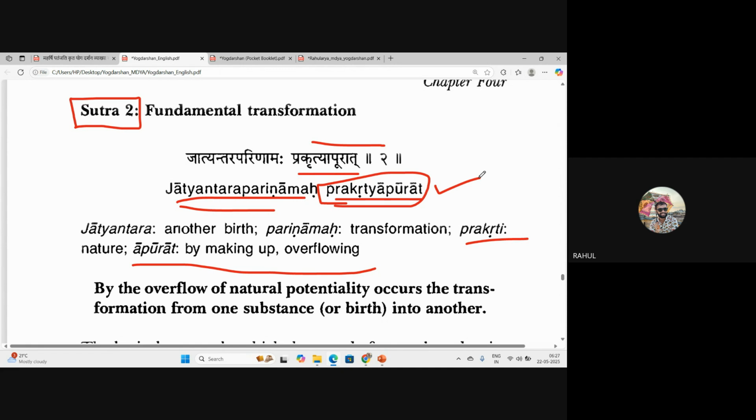And in Vibhuti Pada, I tried to explain many things, how these powers are related scientifically. So this is the meaning of this sutra, fundamental transformation, how this change is occurring. Yeah, one of you, can you please explain this thing?